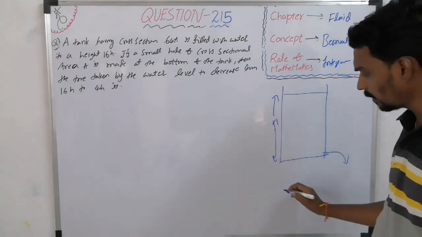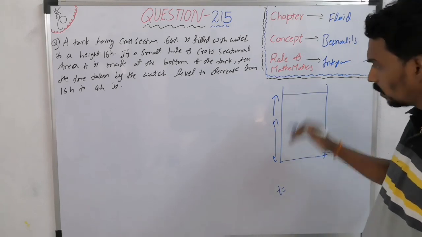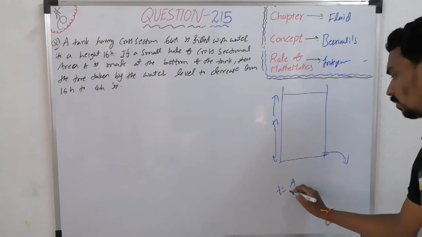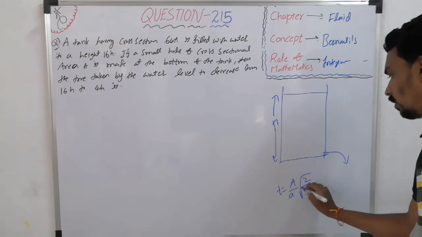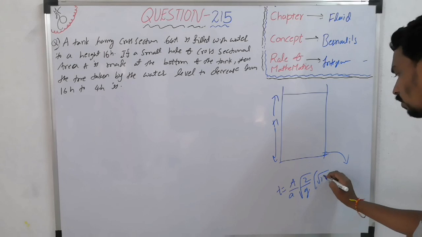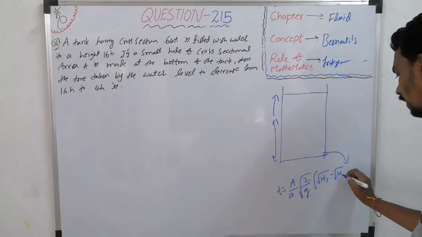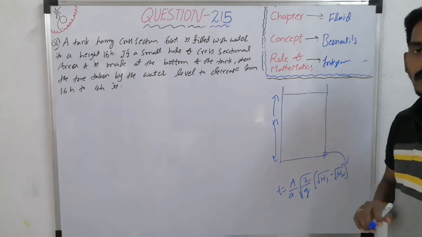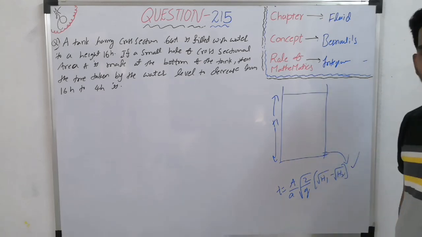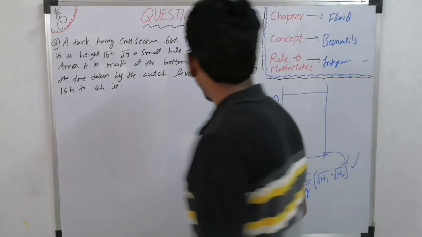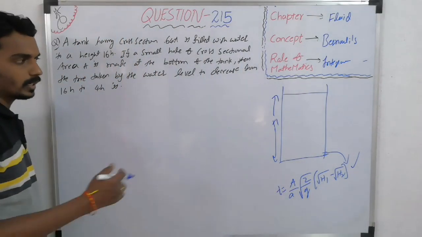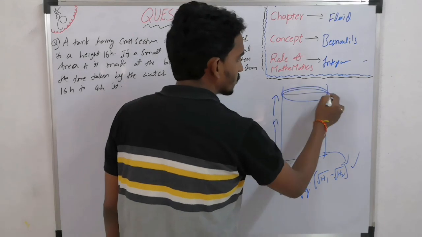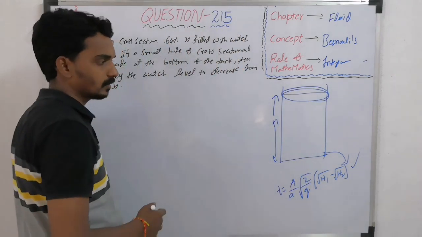Then the time taken to reduce the level from one level to another is equal to A by a root 2 by g times (root h1 minus root h2), where h1 is the initial level and h2 is the final level. This is the equation. If you want to derive this, you can derive it in this manner, where capital A is the area of cross section of the container, the tank.